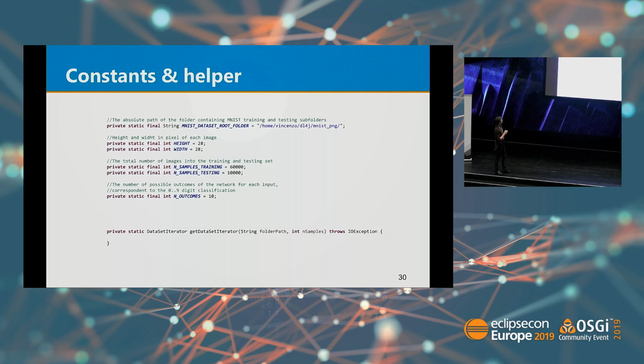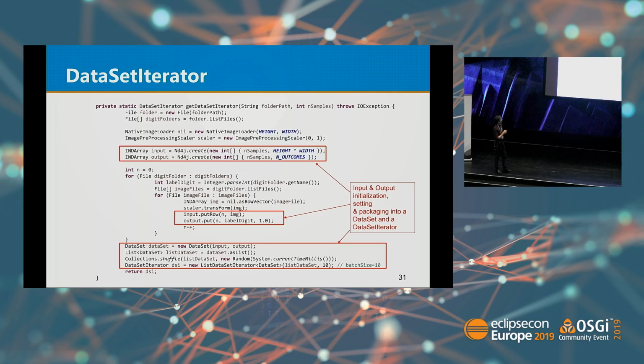In this case, we are defining a set of constants that we will use later. And then we are preparing a helper method that will allow us to build the dataset iterator, the dataset iterator that will be used both for the training set and the test set. This is how we fill the body of this helper method.